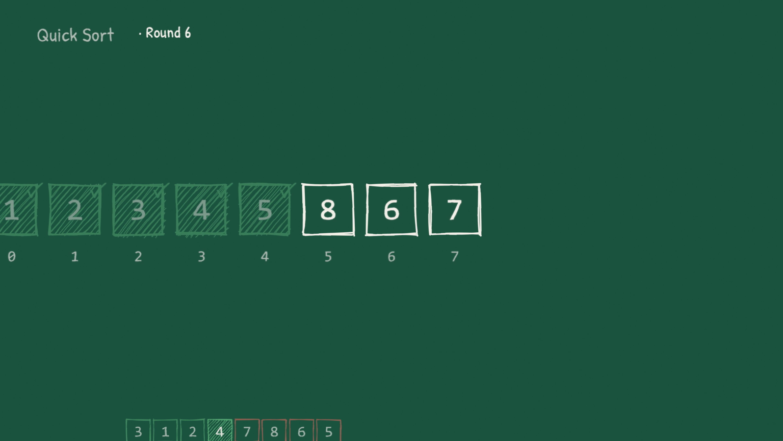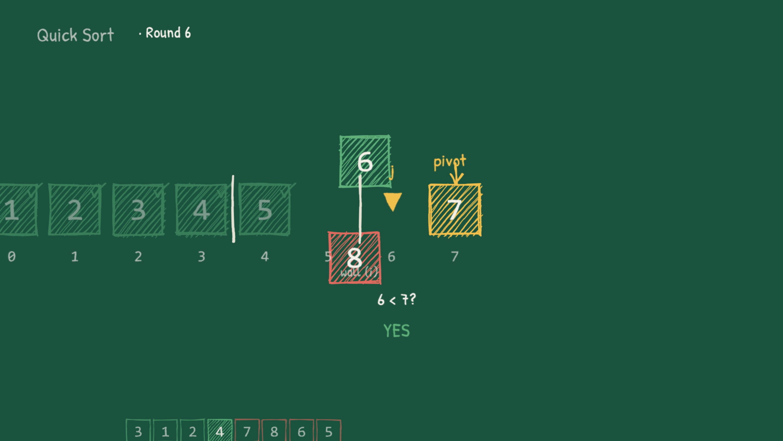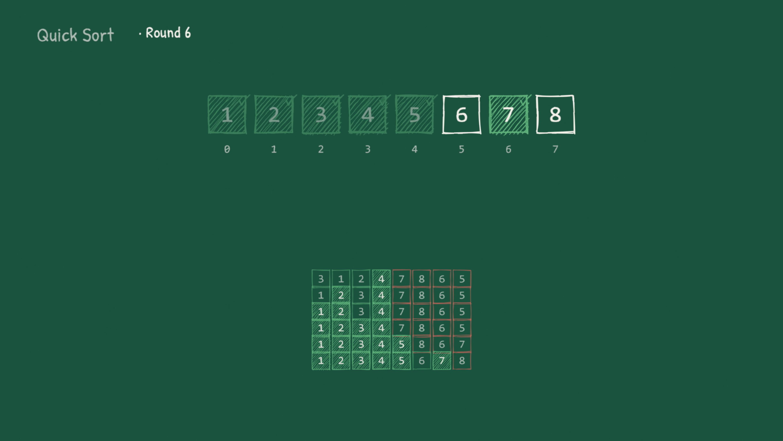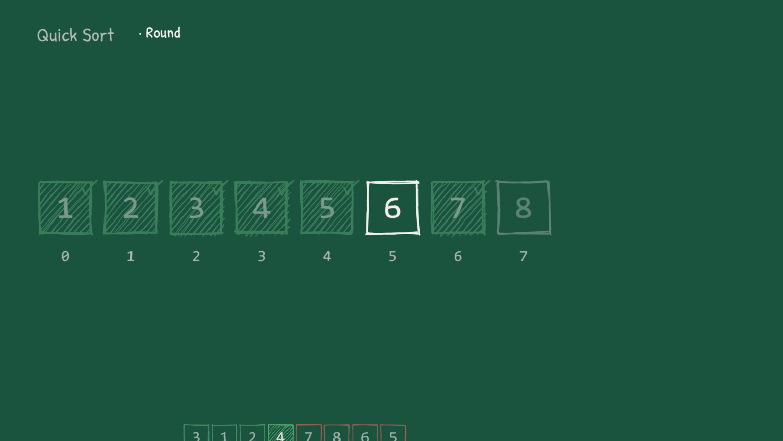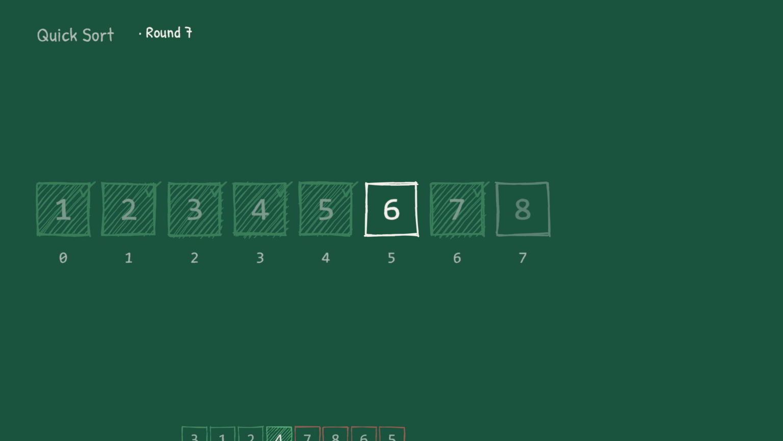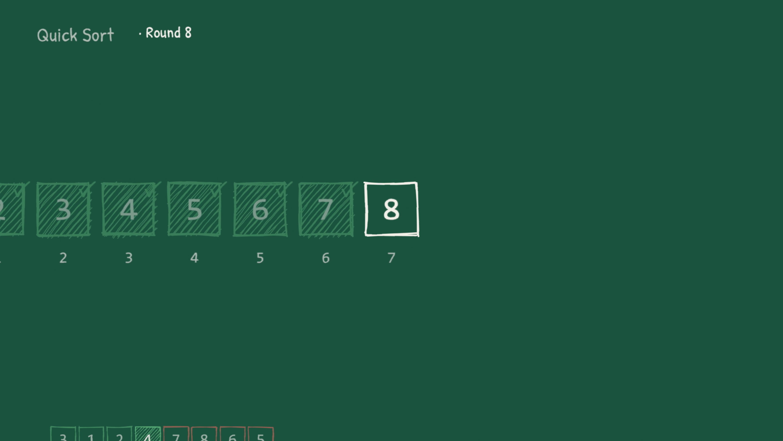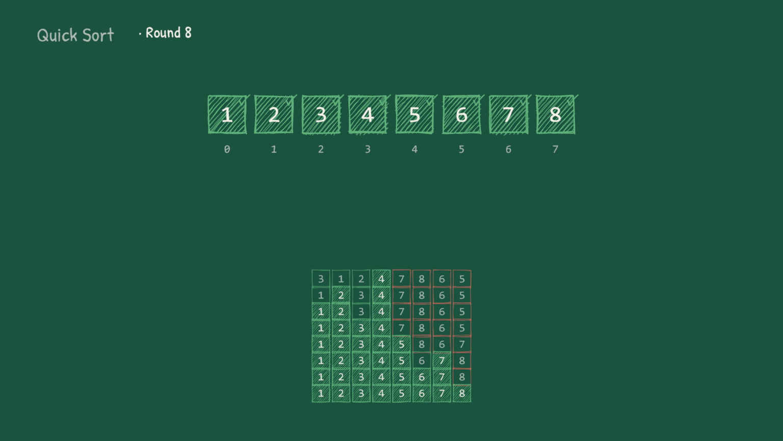Pivot, 7. 8, smaller than 7? No. 6, smaller than 7? Yes. Wall moves, 6 and 8 swap. Place the pivot, 8 and 7 swap. 7 is locked. 6, on its own. A single number is already sorted, that's our base case. Locked. 8, last one. A single number is already sorted, that's our base case. Locked. And look at that. 1, 2, 3, 4, 5, 6, 7, 8.